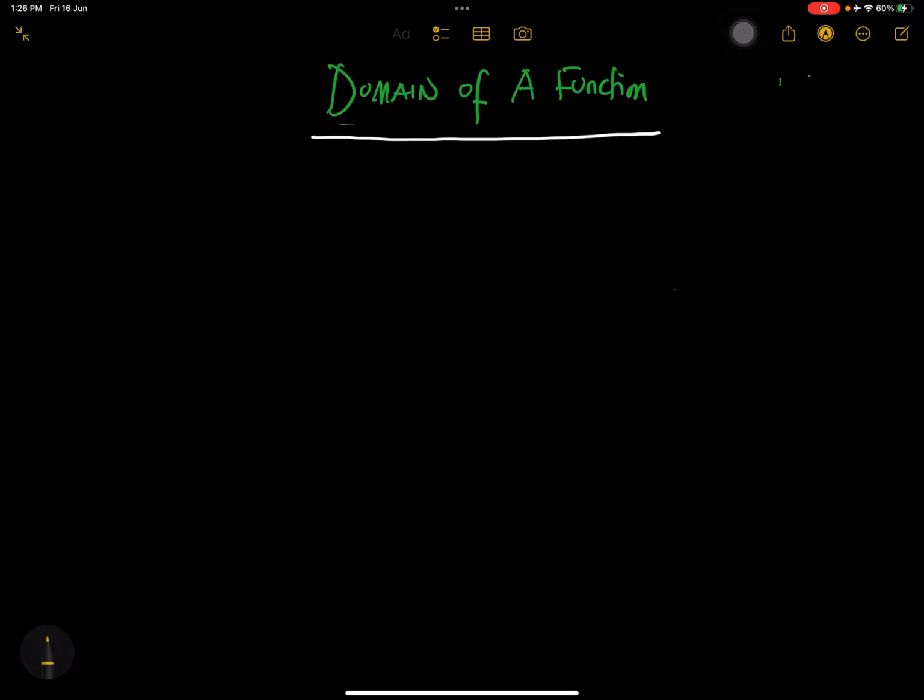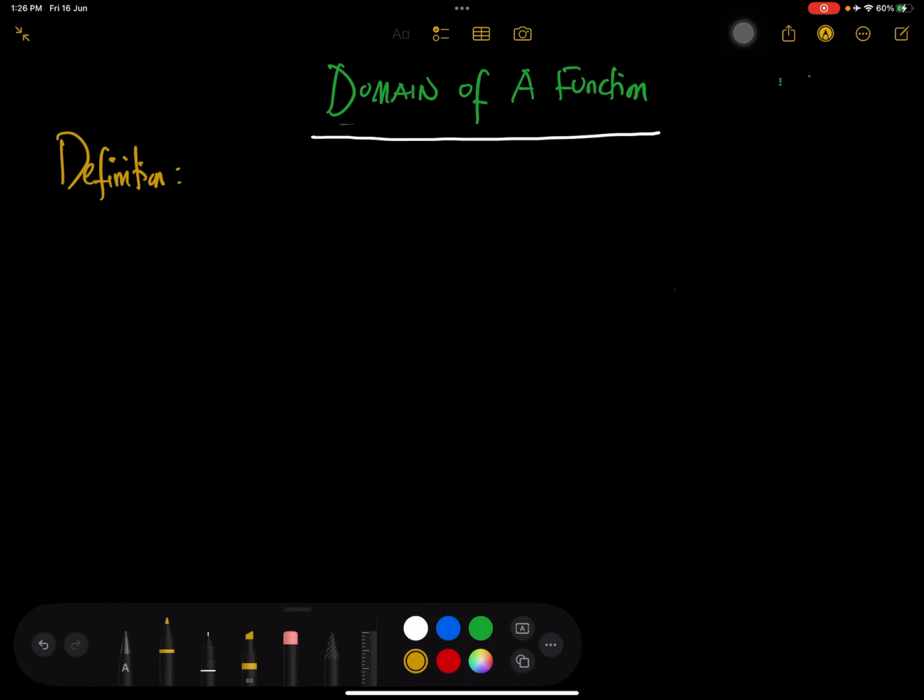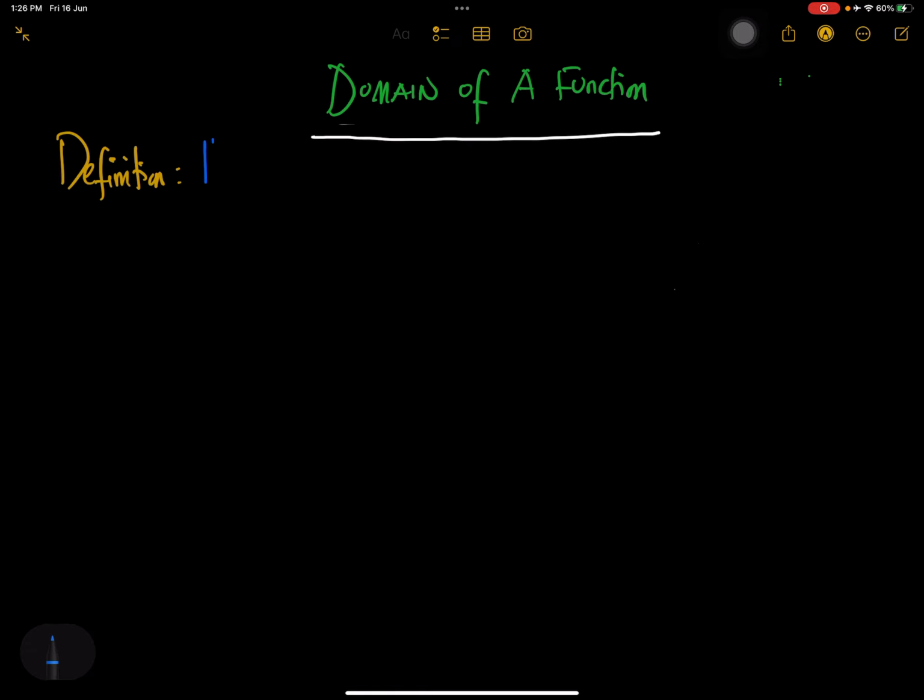But today we're going to be looking at the domain of a function, how to find the domain of a function, or how to find the range of a function. So first, let's look at the definition. What is a domain? The domain of a function is the values of x, and those values that make the function defined.